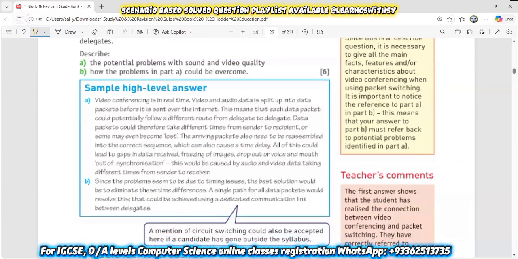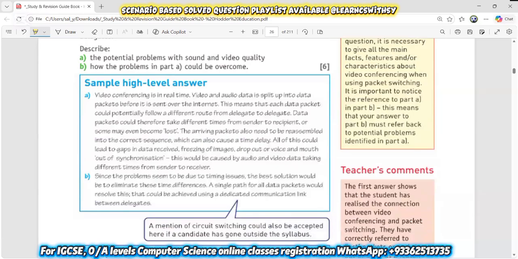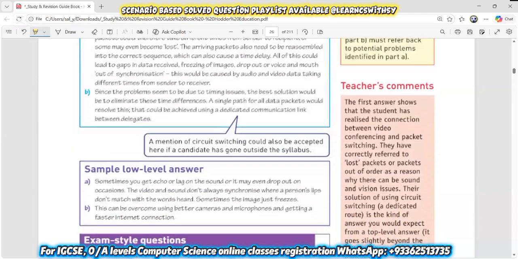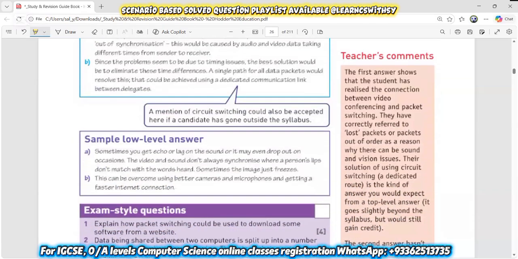And this concept is actually called circuit switching, which is not understood by you people. This is not a part of your syllabus, but maybe some child has read somewhere circuit switching. So if he writes that, it will be considered as a right answer also. Now, if you see the low level answer, sometimes you get echo or lag on the sound, or it may even drop out on occasions.